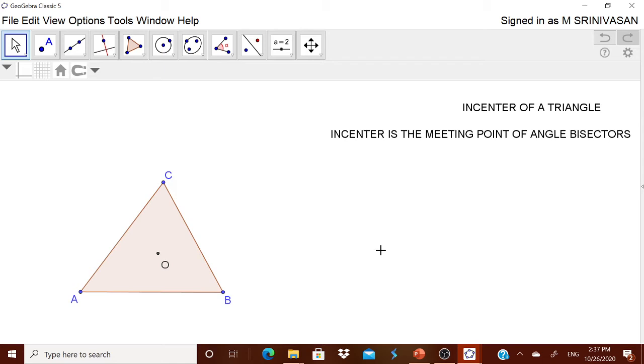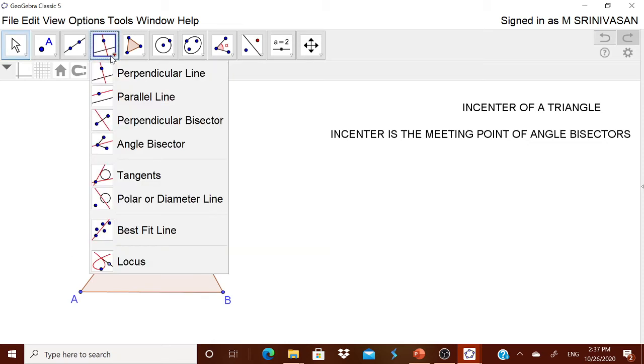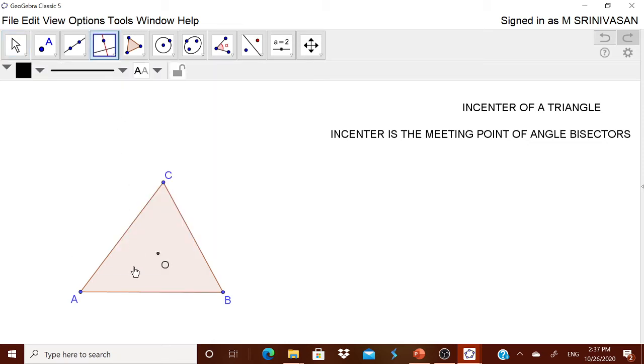Now we want to draw a triangle's incircle, a circle inside this triangle. For that we want the radius, so we are taking this perpendicular line. We draw a perpendicular from this point to any one of the sides. There is no need that you should take only AB. You can take CB also, or you can take AC also.